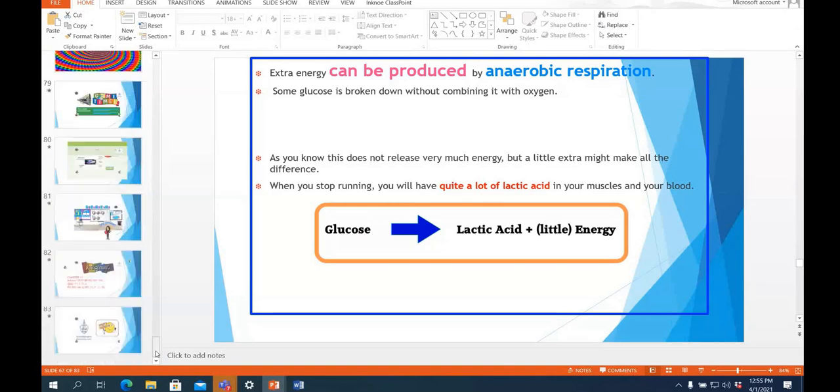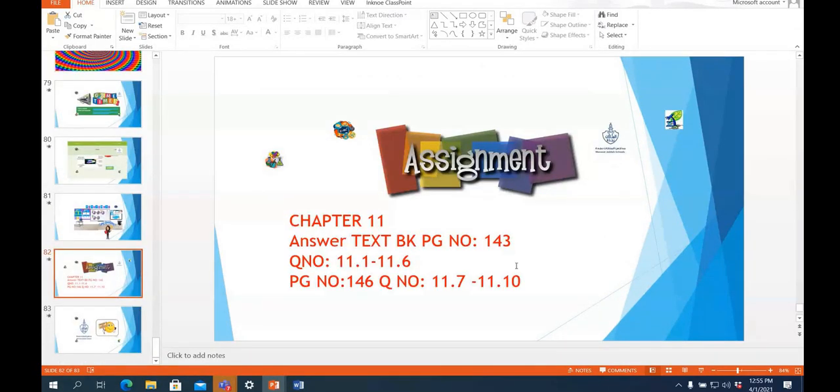So let me quickly assign you homework. The last time we did page number 146 till question 11.10. So today, that's it. After this, we only have the end of the chapter questions. We discussed the activities which are mentioned on page number 149 already. You may also repeat those activities at home if you want to. So now the homework would be textbook page number 151, the end of the chapter questions.